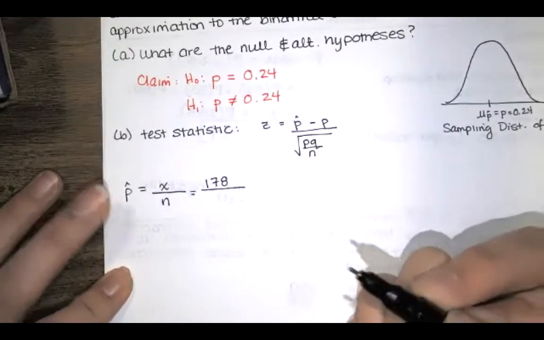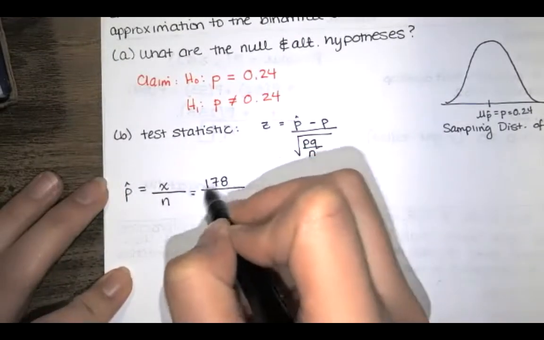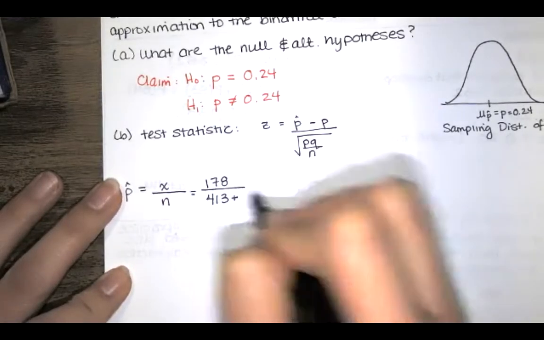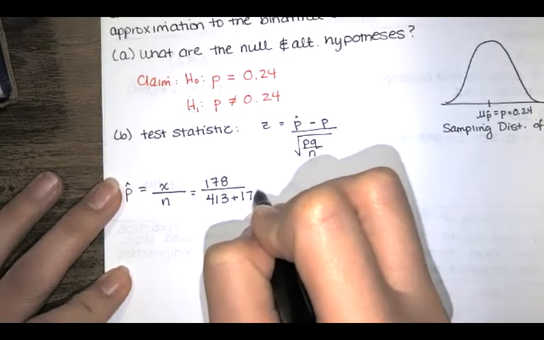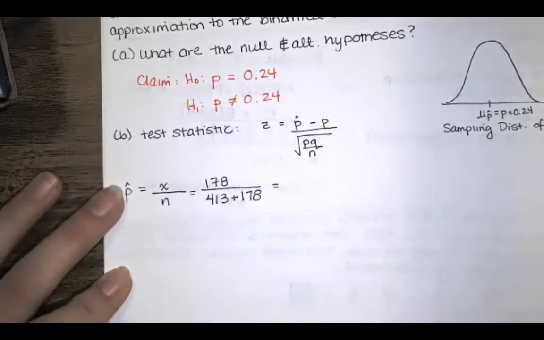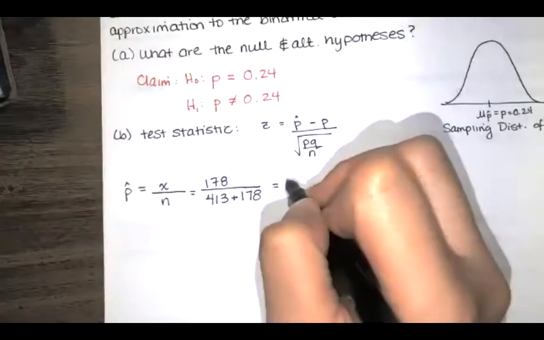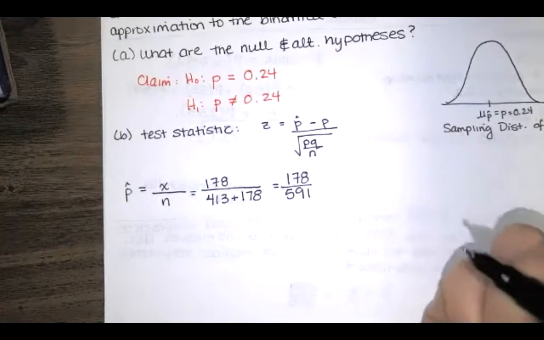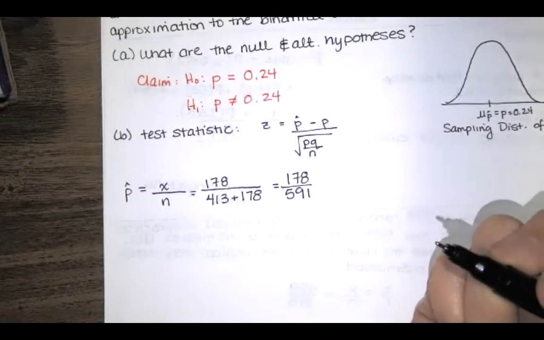And then in the denominator, we want to have the total number of peas. Well, we had 413 green peas and 178 yellow peas. So that's equal to 178 over 591. So our sample size is 591.